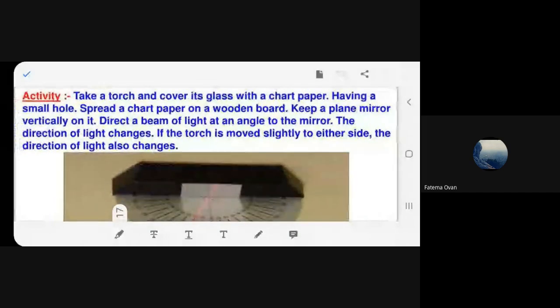Activity. Take a torch and cover its glass with a chart paper having a small hole. Spread a chart paper on a wooden board. Place a plain mirror vertically on it. Direct a beam of light at an angle to the mirror. The direction of light changes. If the torch is moved slightly to either side, the direction of light also changes.